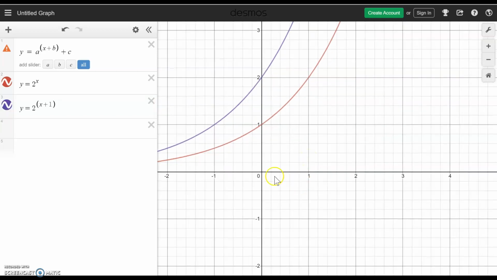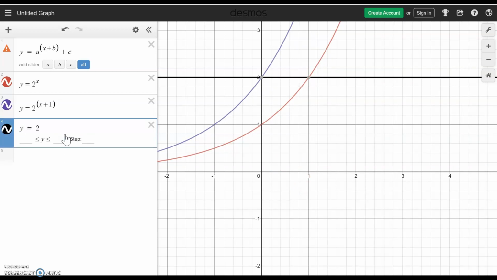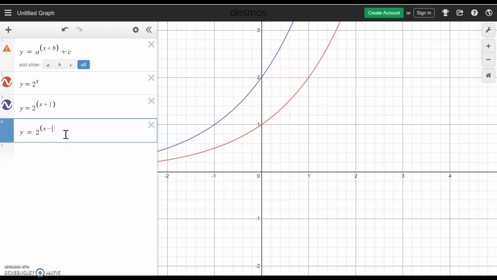And then let's move it over to positive 2, which means that b value should be negative 2: 2 to the power of x minus 2. And we can see that's been moved over as well. So again, you would find the asymptote and you would track along the asymptote until you can see where it's exactly 1 unit above the asymptote. And that would be your reference point there. So we moved it up or down and we moved it left or right.